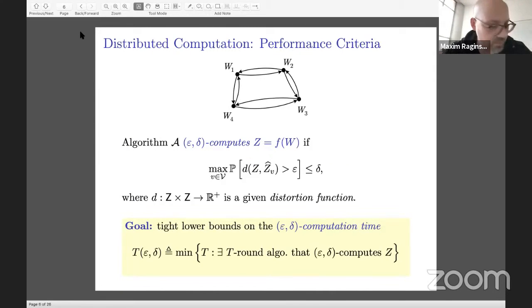And how are we going to evaluate the performance of protocols? Essentially, we're going to fix an accuracy parameter epsilon and a confidence parameter delta. And we're going to say that this algorithm A epsilon-delta computes our function if the maximum, over all the nodes, of the probability that that node's estimate is off from the true value by more than epsilon in some distortion function d, is smaller than delta. So no node has more than delta probability of error, where the error is computed on the basis of thresholding the distortion d against some tolerance epsilon.